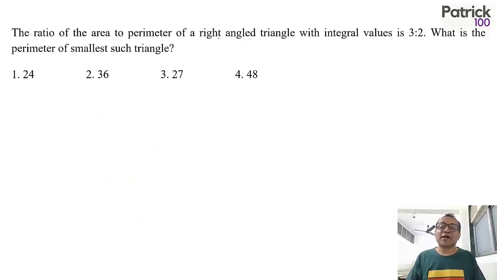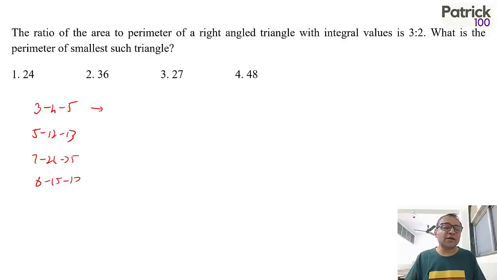Ratio of perimeter to area of a right angle triangle with integer values. The moment you see a right angle triangle with integer values, you should think of triplets. The four triplets you know are 3, 4, 5; 5, 12, 13; 7, 24, 25; 8, 15, 17. You want the perimeter of the smallest such triangle.